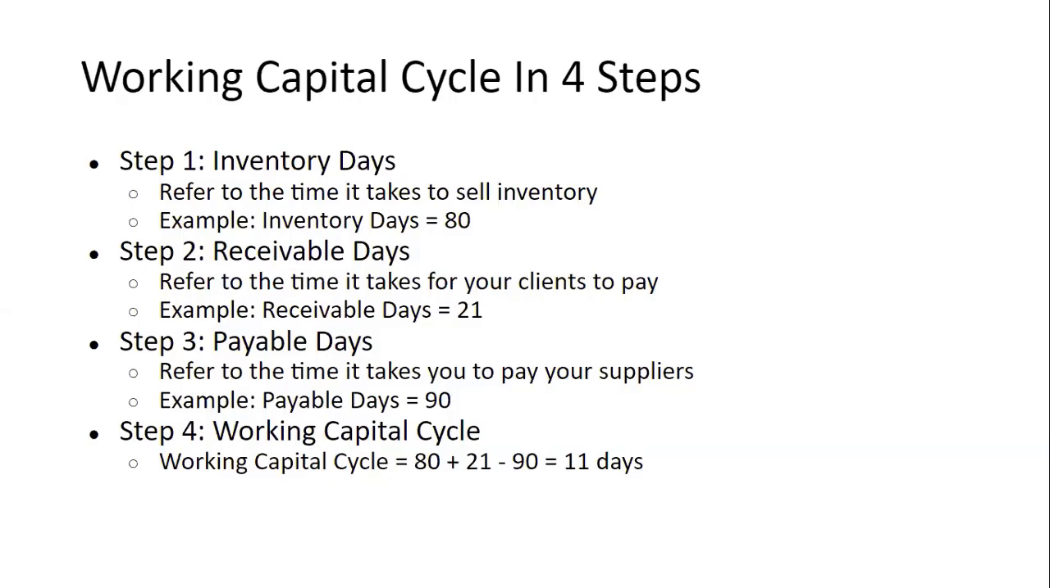Step four, working capital cycle. Now that we have all the parts, let's put them into the formula. So we will have the working capital cycle equal to 80 plus 21 minus 90. So we're going to have a working capital cycle of 11 days. So in this example, it takes a total of 11 days for your company to turn the current assets into money in the bank. Next, Daniel will show us some examples of positive and negative working capital.